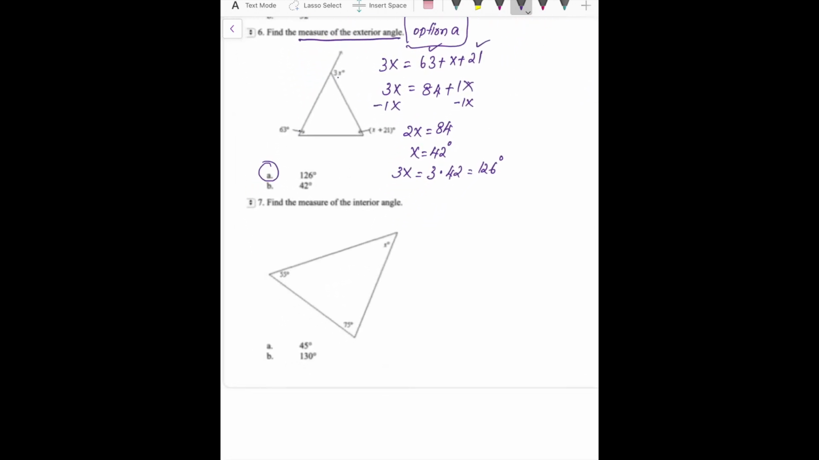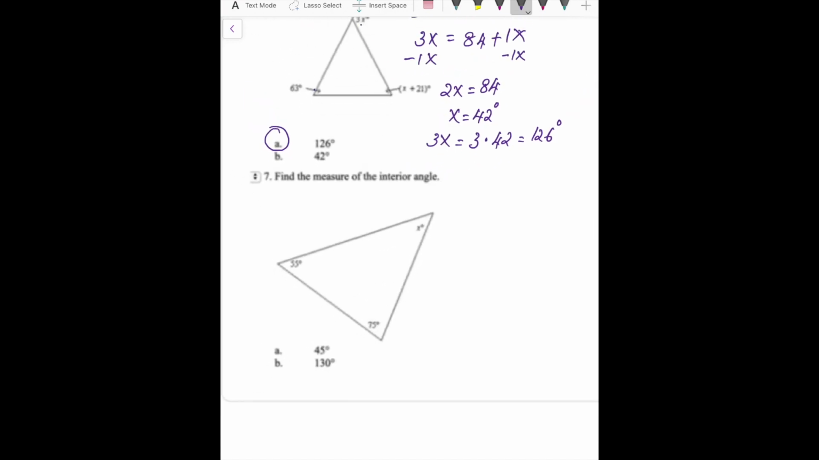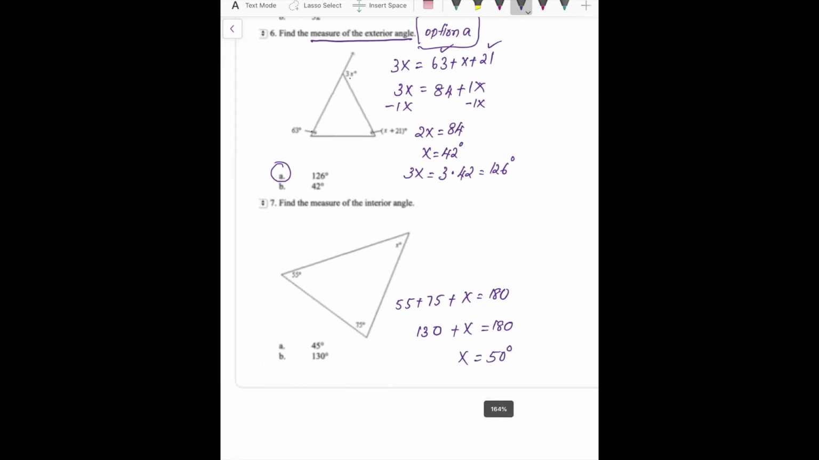Now let's do the last problem. Find the measure of the interior angle. So they gave you all the three angles. So you just need to add them and you should be getting a 180 degree there. So that is 55 plus 75 plus x equal to 180. 55 plus 75 is 130 plus x is equal to 180. So you subtract 130 from both sides. So x is equal to 50 degree.